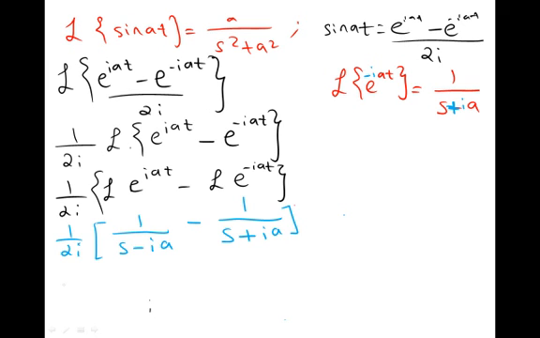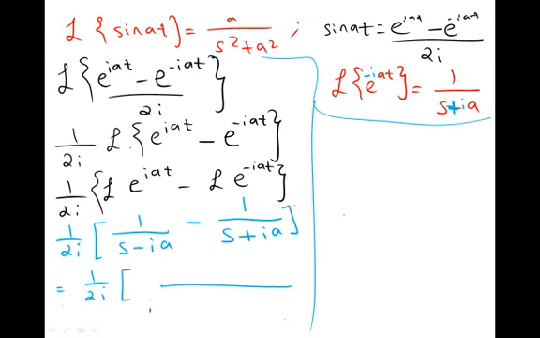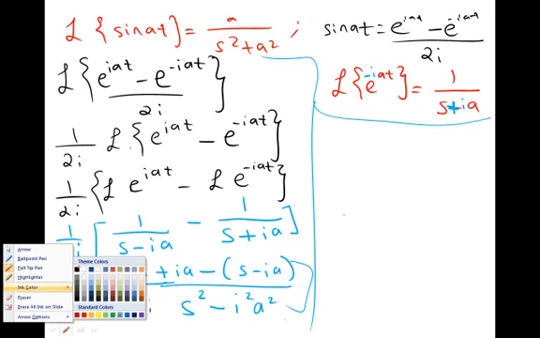Good. Now the next step will be making this as a lowest common denominator, and still I'm going to use here the difference between two squares. It's going to be s squared minus i squared a squared, because i times i will give you i squared and a times a will give you a squared. And here for the numerator, you're going to have s plus ia minus s minus ia. Good. Now I'm going to make it simpler.